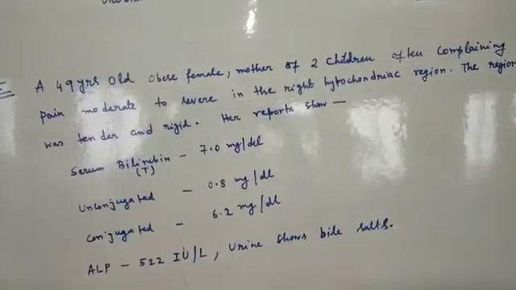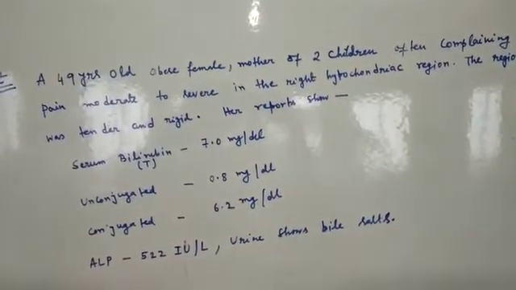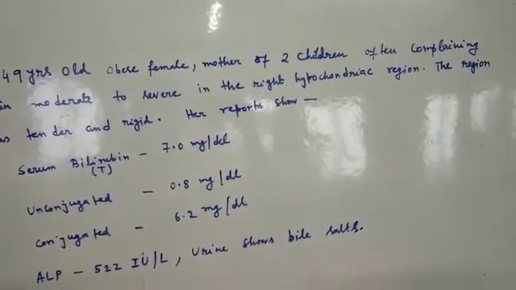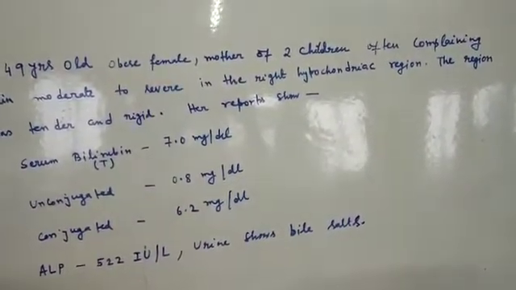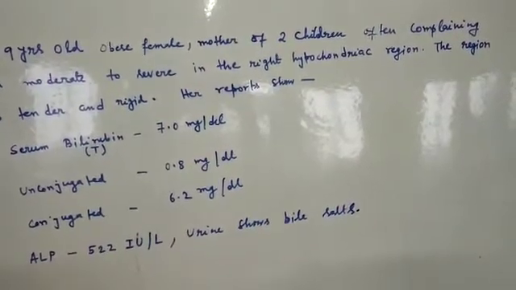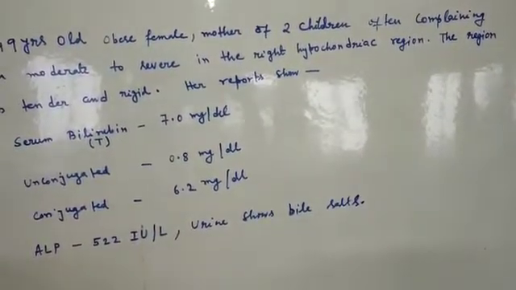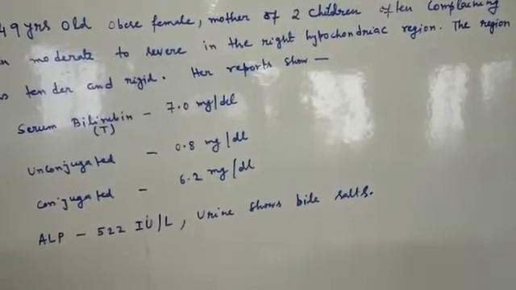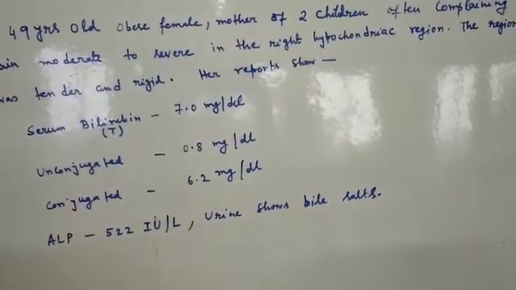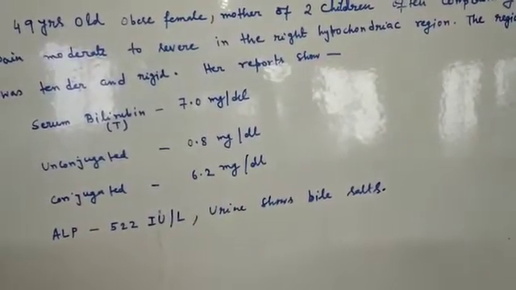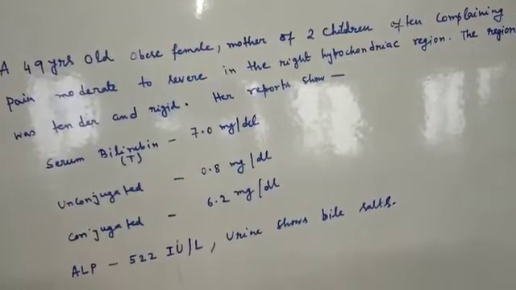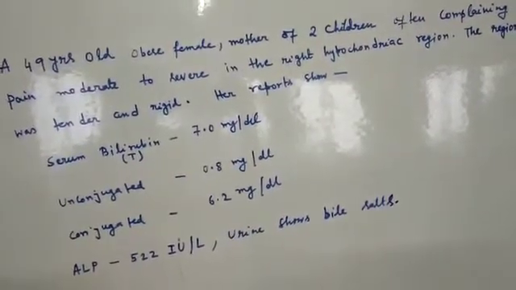A 49 years old obese woman, mother of 2 children, means obese fertile female complaining of pain moderate to severe in the right hypochondriac region, and her bilirubin level is raised. Unconjugated is 0.8, near about normal. Conjugated is 6.2, very high. And alkaline phosphatase also 522, and bile salt is present in urine. So, what will be the diagnosis? So, this is a clear case of obstructive jaundice.